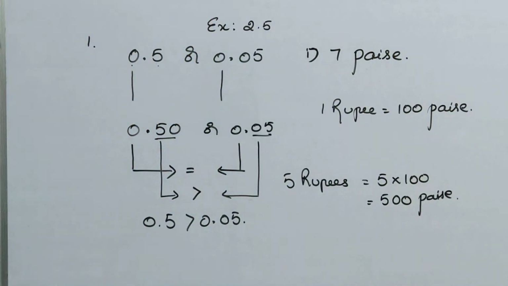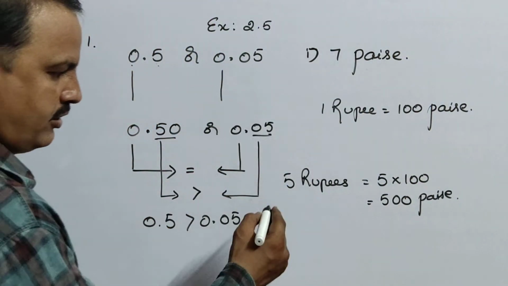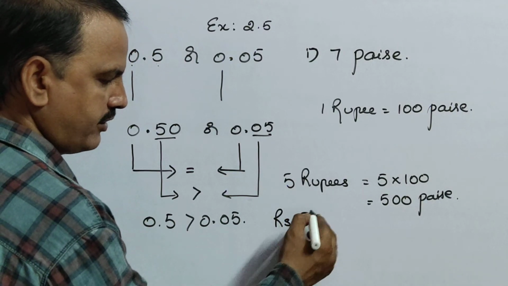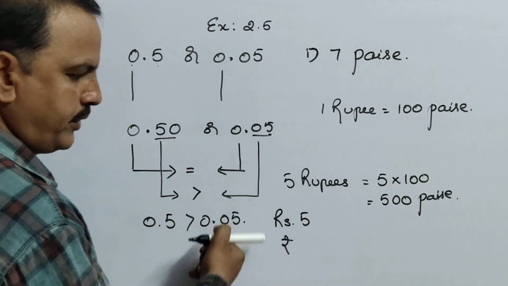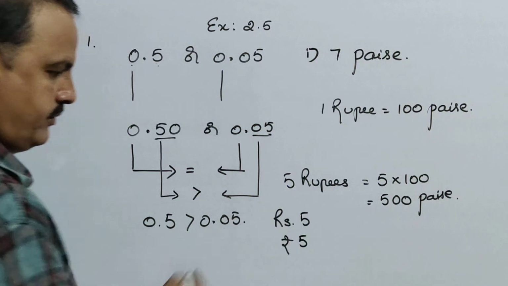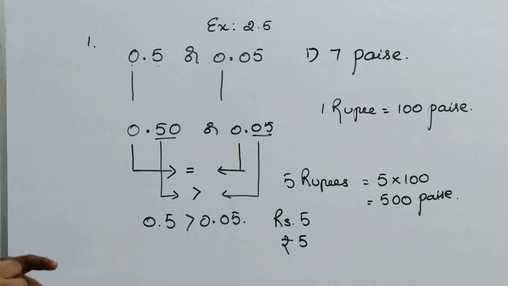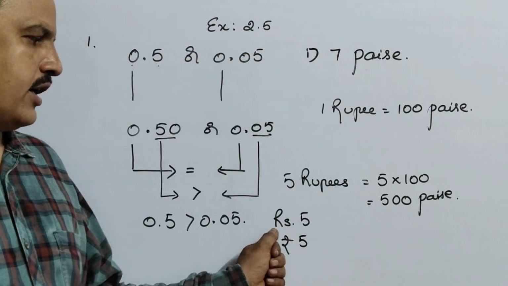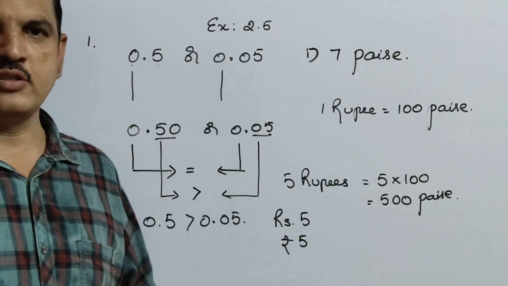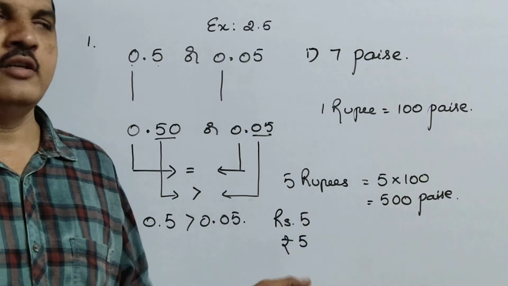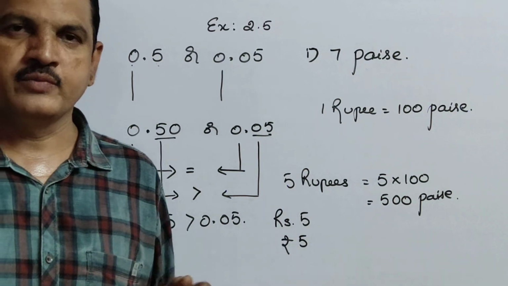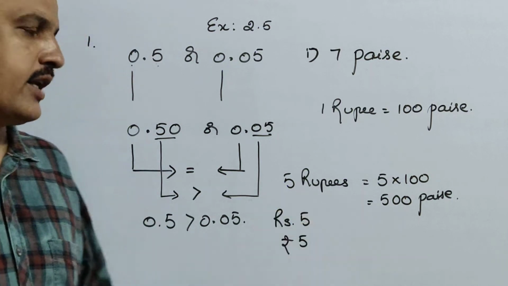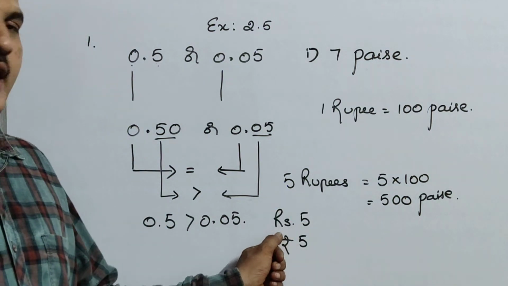In general, when you are writing, this is rupees 5, and the rupees symbol is like this. But in the exam, while reading the question, you will read "Rs 5" because it is given as Rs first and number last. Reading it that way is wrong. You have to read it as 5 rupees, but while writing, you have to write Rs first.